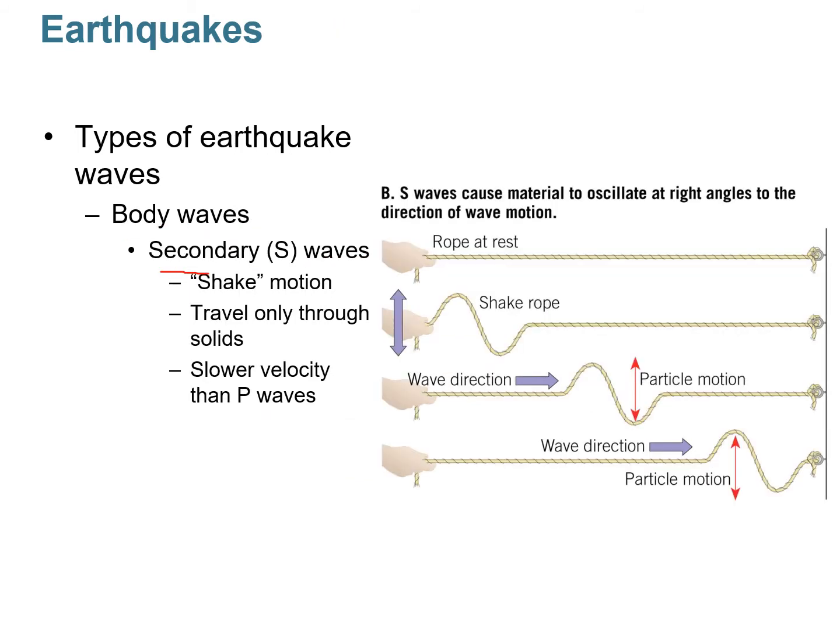Secondary waves are a type of body wave. They arrive second because they have a slower velocity than P waves, and their motion is like if you have a rope attached to a wall and you move it up and down, making this S shape. And that's how it progresses through the rope. Interestingly, S waves do not travel through liquids.